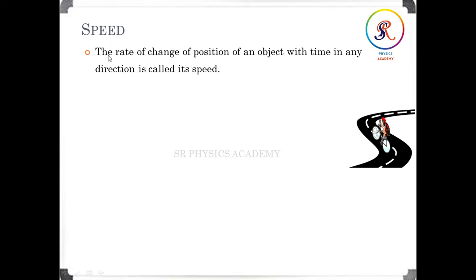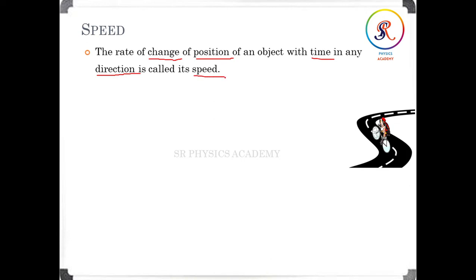So the rate of change of position of an object with time in any direction is called its speed. So now, what is speed? Speed is the rate of change of position of an object with time in any direction. Here the direction is not specified. It is any direction.